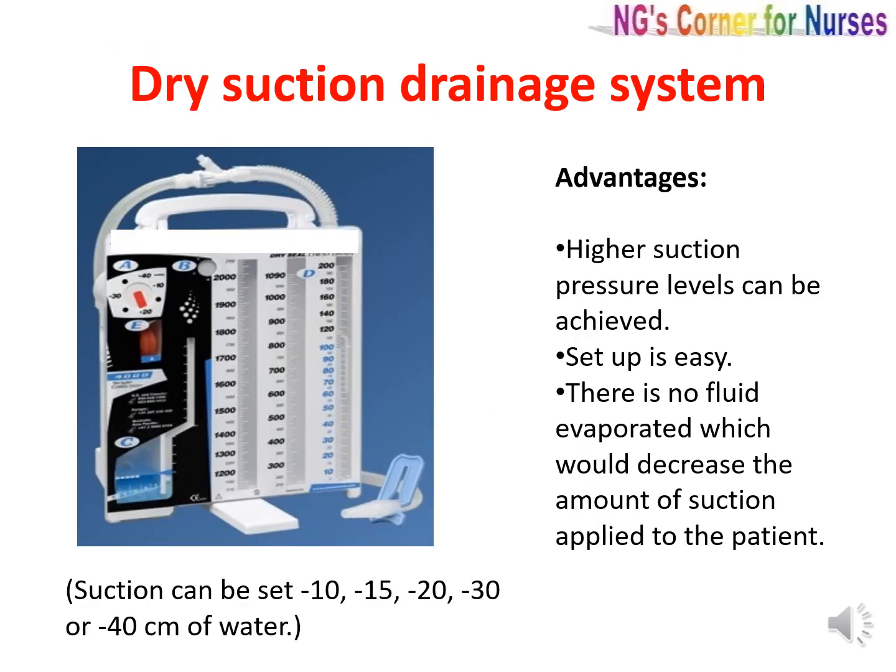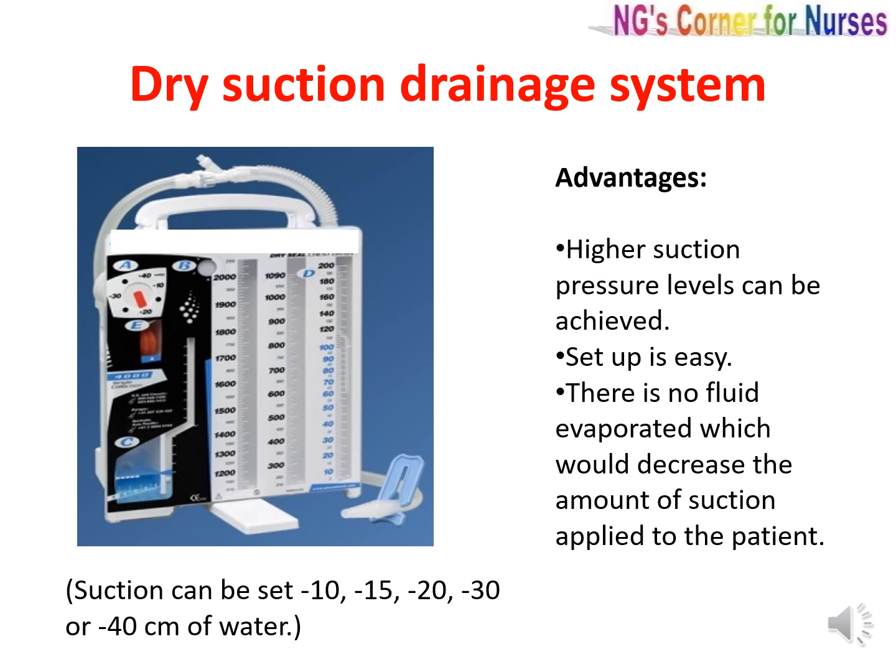The next step in the evolution of chest drainage system was the development of dry suction control chambers. There are various advantages in dry suction water seal drainage, like higher suction pressure levels can be achieved, setup is easy, and there is no fluid evaporated, which would decrease the amount of suction applied to the patient.